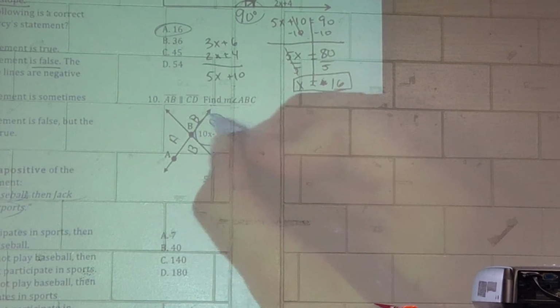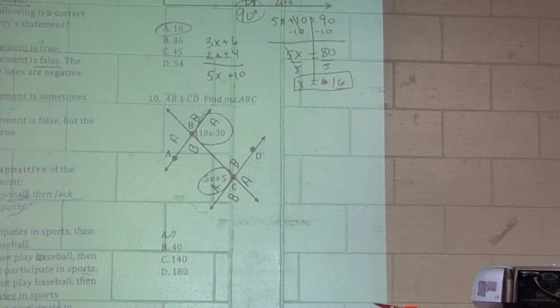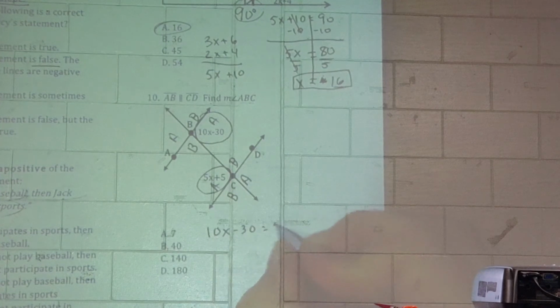The equation 10x minus 30 has an A on it, and the equation 5x plus 5 has an A on it. Since they're both A's, they're equal. Remember, if one was an A and one was a B, that would mean they're supplementary, so we add them up and set them equal to 180. But if they're the same letter, we just set them equal to each other. So 10x minus 30 is equal to 5x plus 5. And we're going to solve that.